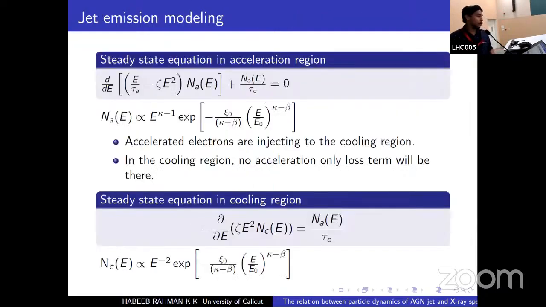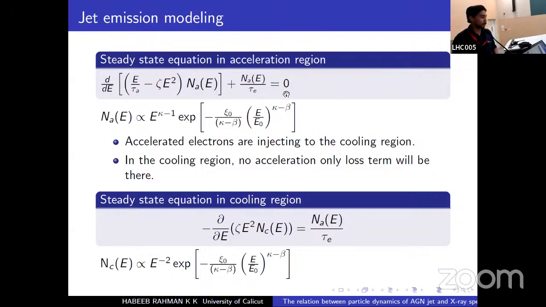Then, how we did this modeling: there is a mathematical step behind that. We consider the steady state equation for the acceleration region, and the first term will not be there because of the steady state. We are considering injection: some electrons are injected into the acceleration zone. That is monoenergetic injection, at some energy E0. That's why the delta function was there in the first kinematic equation, and that will carry on.